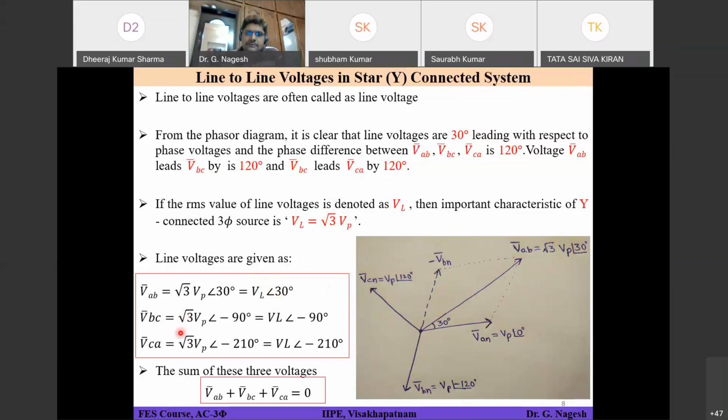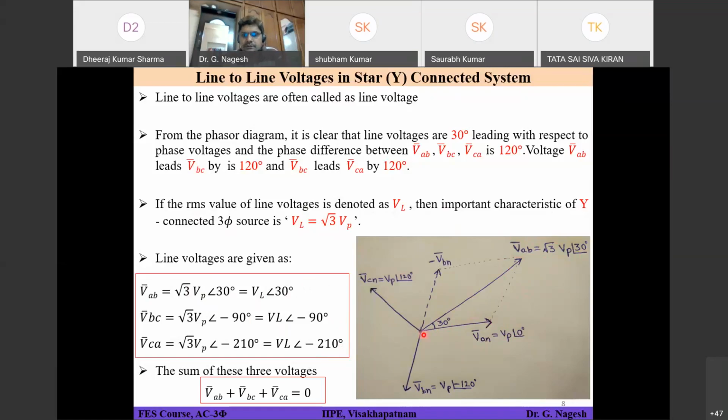Okay, so VBC will be, this is already 30 degrees. So since it is a balanced system, VBC should be minus 120 with respect to VAB. Okay, so for this 30 degrees, you have to add minus 120. So that will result in minus 90 degrees. So you can call it as VL at an angle of minus 90. And VCA is VL at an angle of minus 210. Okay, with respect to AB, it is minus 240. So 30 minus 240, that will give you minus 210 degrees.